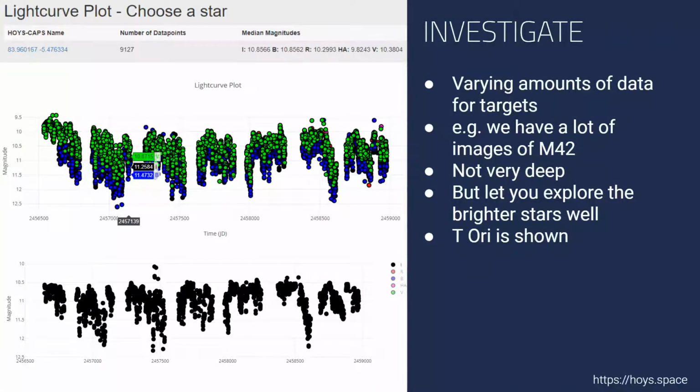So for each object of the target set, in the target list, there is quite a large variation in the amount of data we have. For example, the Orion Nebula, M42, we have lots of images in the database, but it doesn't go very deep, not very faint. But what that does is it means you can explore the brighter stars really well. And this is T Orionis, and there's some very interesting variations there.